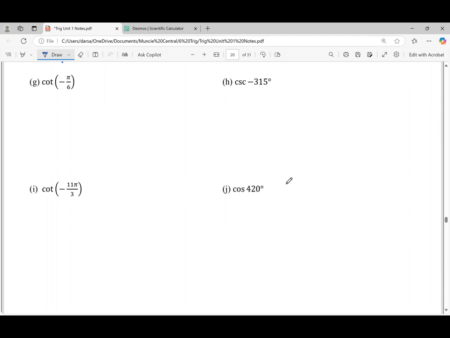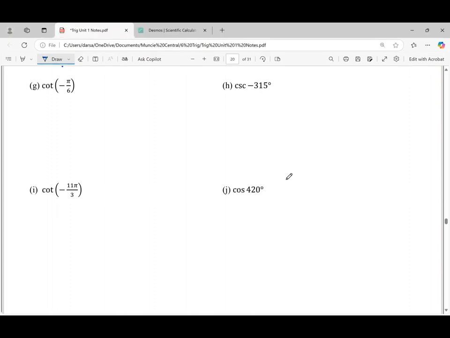Let's do some examples of finding trigonometric functions of angles that are not as simple as just between 0 and 360 or 0 and 2 pi. For instance, the cotangent of negative pi over 6. First of all, you have to remember a negative angle goes in a clockwise direction. So when we are measuring this angle, we go clockwise pi over 6. That's good for us because that gives us our reference angle very quickly: pi over 6.